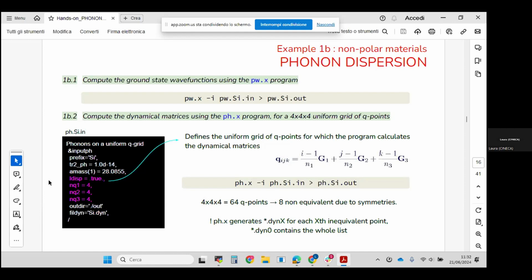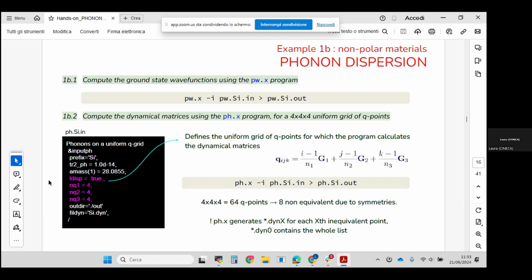So in the input file, you specify ldisp equal true, and then you specify a number of Q points in the three directions in order to build a dense enough grid of Q points. For example, for this system, we specify a grid of 4 times 4 times 4 Q points for a total of 64. The program will not compute the dynamical matrices for all these 64 Q points, but it will reduce the calculation to the non-equivalent Q points according to the symmetry of the system.